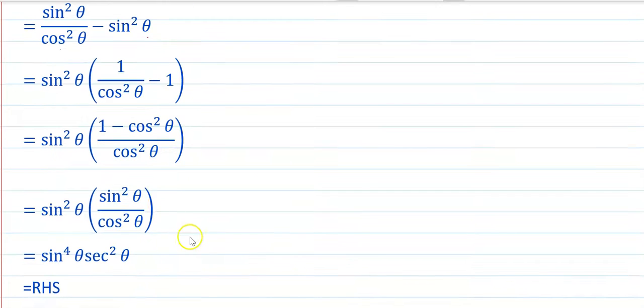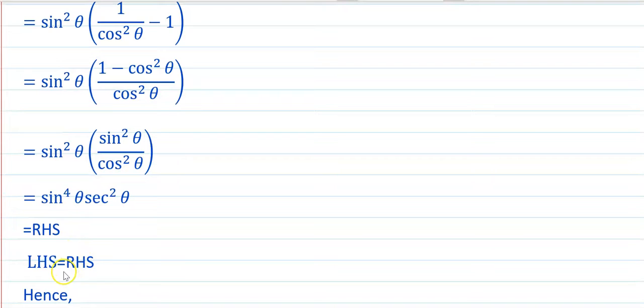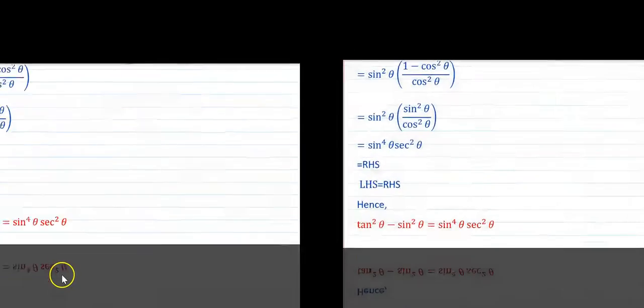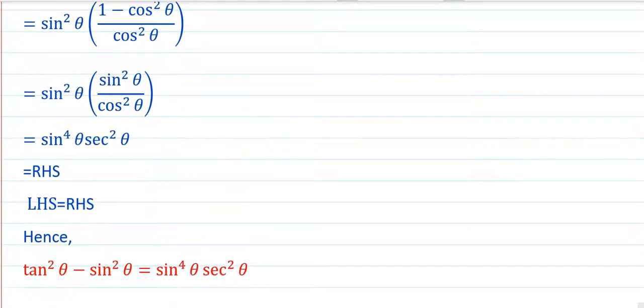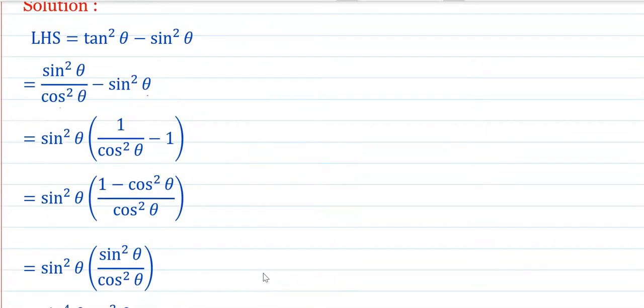Next, 1 minus cos square theta means what? Sin square theta. This sin square theta into sin square theta, you will get sin theta raised to 4. And again, 1 upon cos square theta means what? Sec square theta. And this is nothing but the RHS, and hence LHS is equal to RHS. And hence the result, that is tan square theta minus sin square theta is equal to sin theta raised to 4 into sec square theta. You can look at it again.